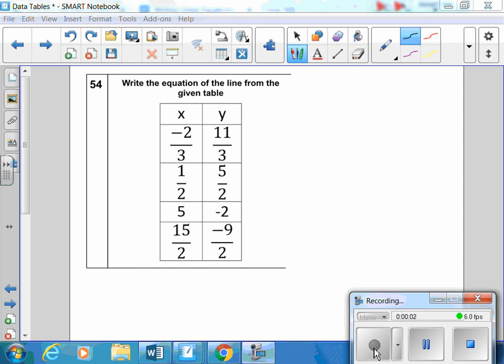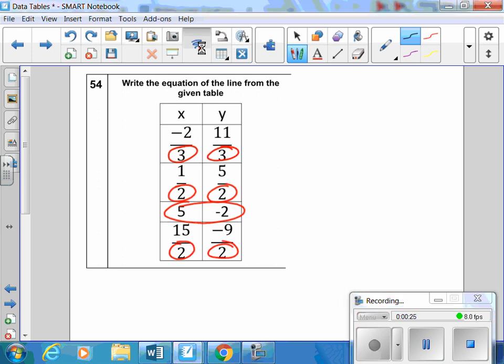Okay, so we need to find the rate of change, and we have a bunch of fractions here. What it might be easier to do is make sure our fractions have common denominators. I see we have a 3 as a denominator here, we have 2 as a denominator here, here we just have whole numbers, and then here we have 2.